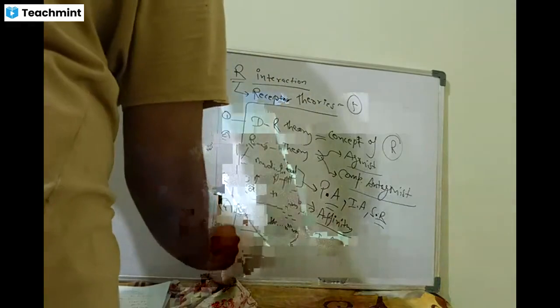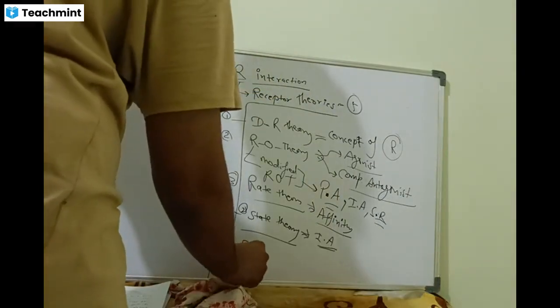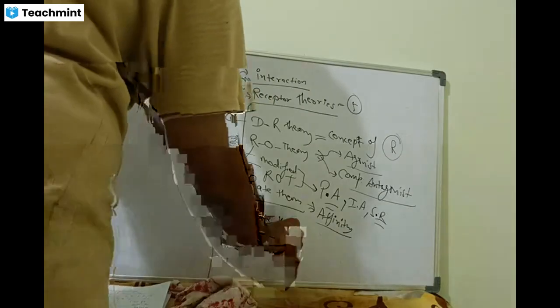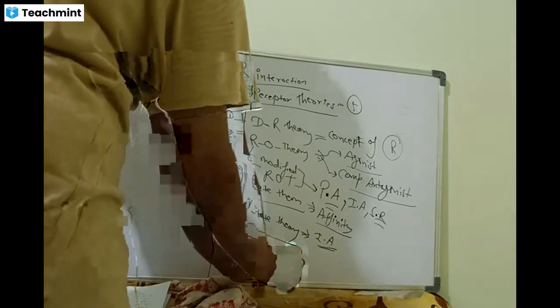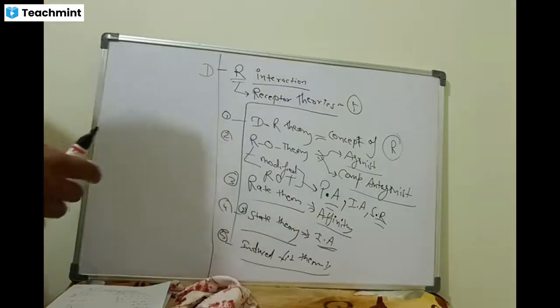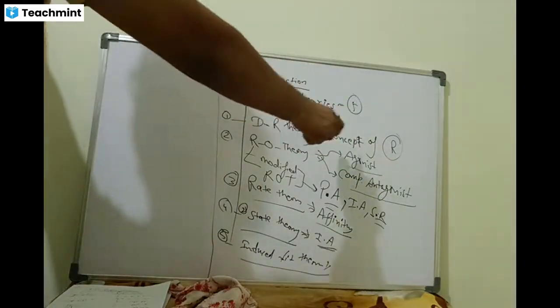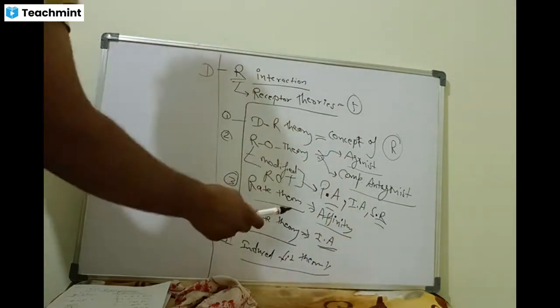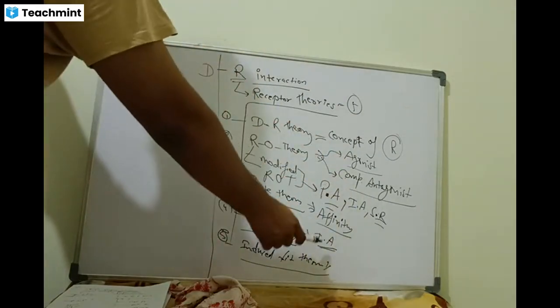And number five is induced fit theory. So these are the five theories from which the concepts of receptor, agonist, competitive antagonist, partial agonist, and affinity evolved.